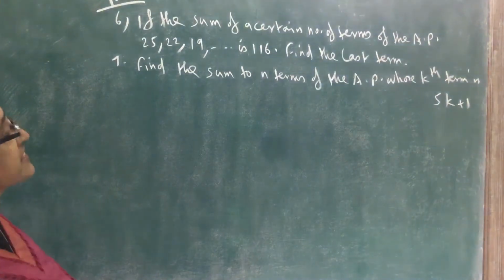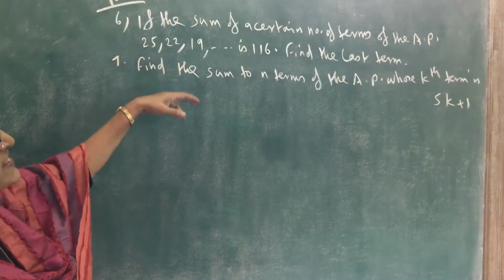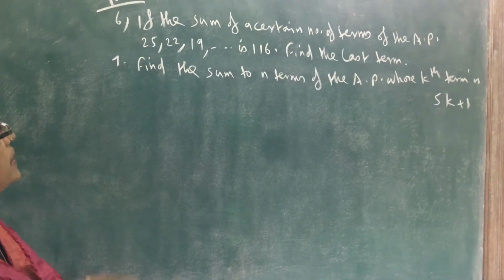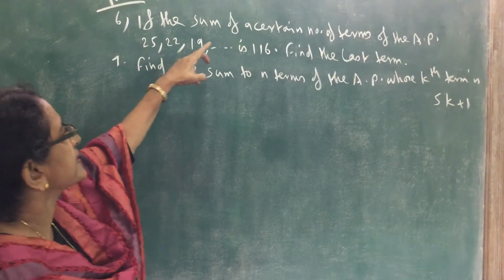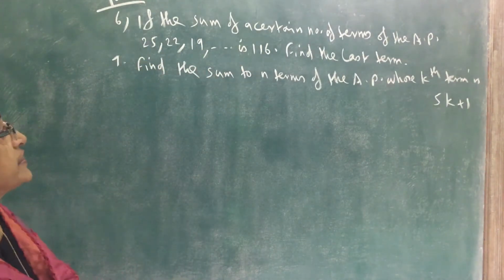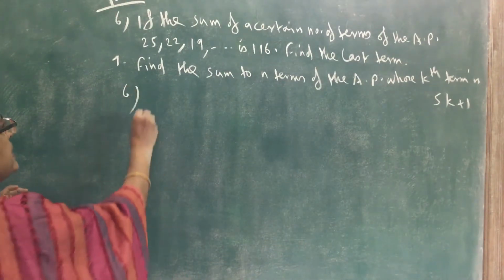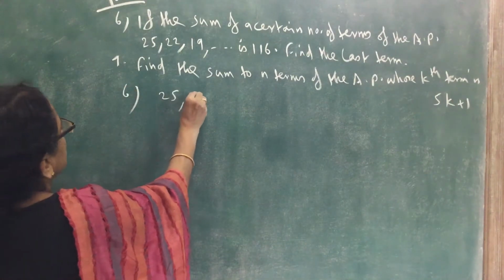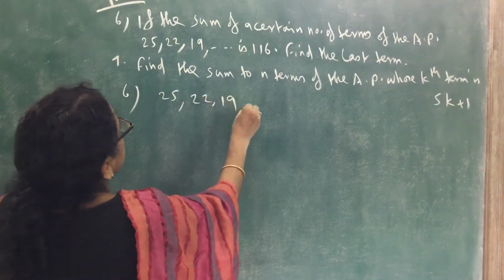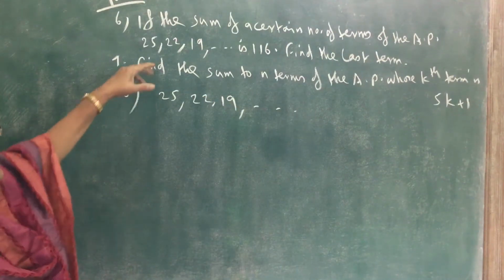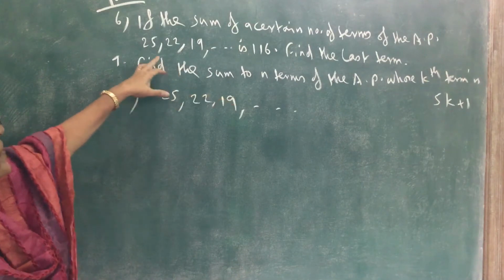9.2. Sixth one. If the sum of a certain number of terms of the AP 25, 22, 19, etc. is 116, find the last term. So what is given? The given AP is 25, 22, 19, etc. And given that the sum of a certain number of terms of the AP.